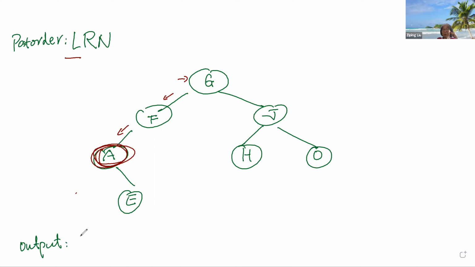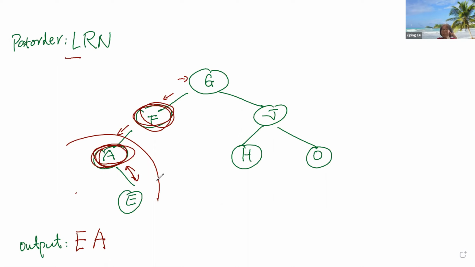So what should I write here? E. You should output what? E, is it? Because left is nothing. You go to right. Right, you have something, E. After E, what do you do? You output A. Well, you come back to node A, but then you output A. Now you are done with the left. And then you are going to check F.